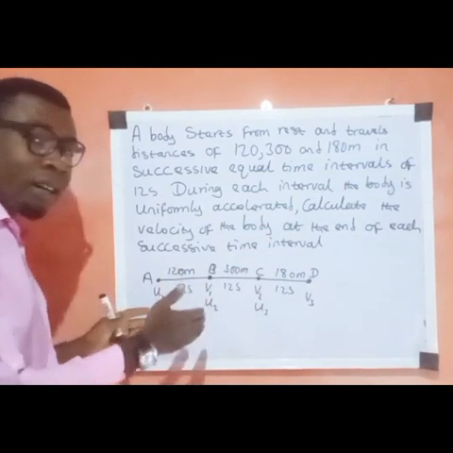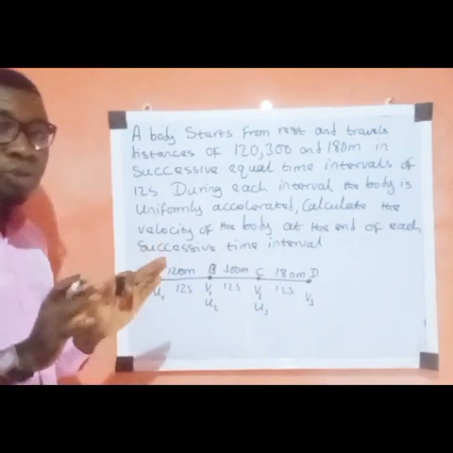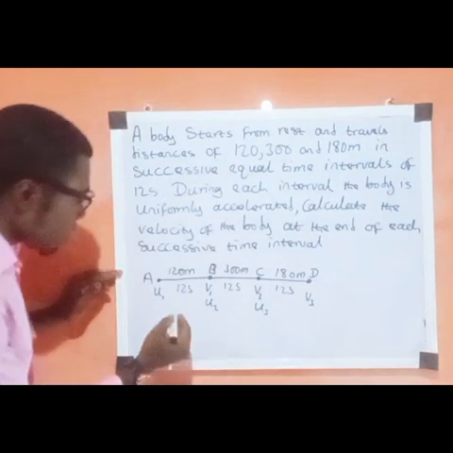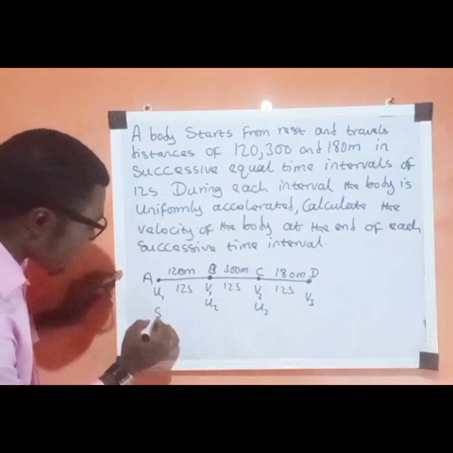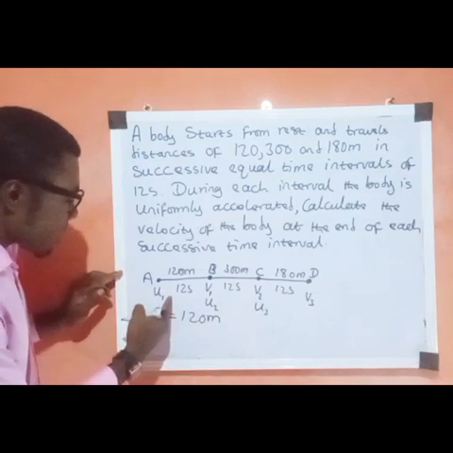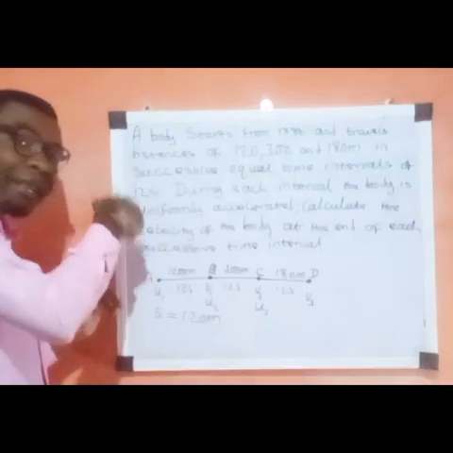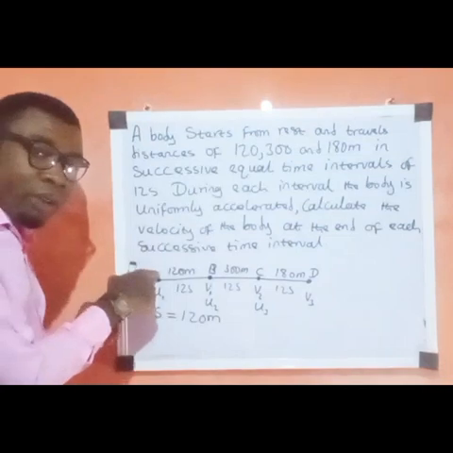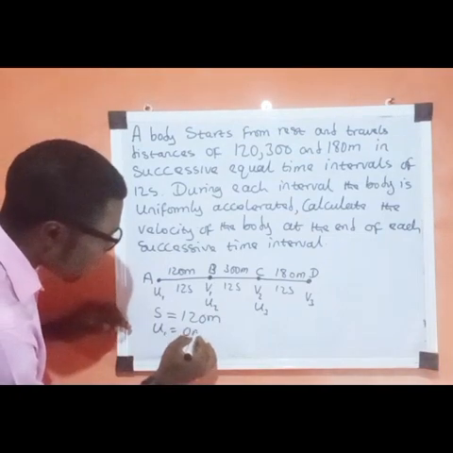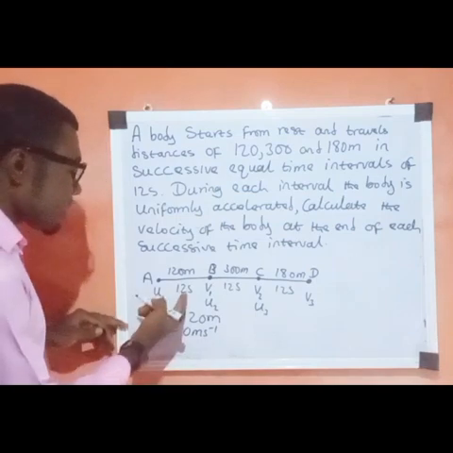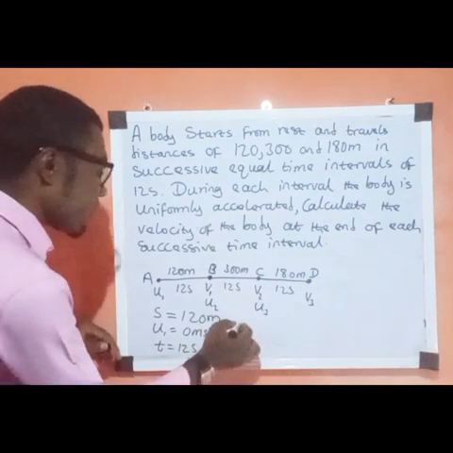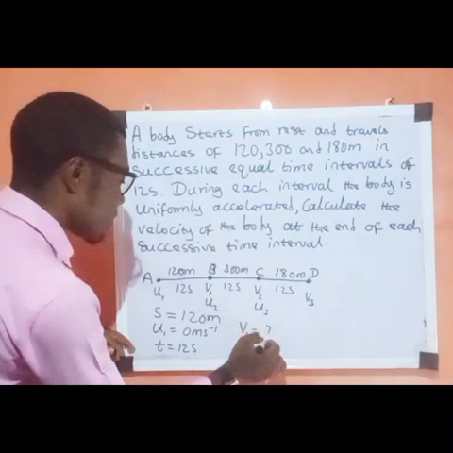So we are going to take it interval by interval. Remember I told you what you do is list your parameters, list the three equations of motion, and begin to compare. In the first interval we have a distance s of 120 meters. We have the initial velocity, because the body started from rest. At the point of rest there is no velocity because the body was not moving. So the initial velocity u1 is 0 meters per second, while the time is 12 seconds. We are looking for the final velocity v1.